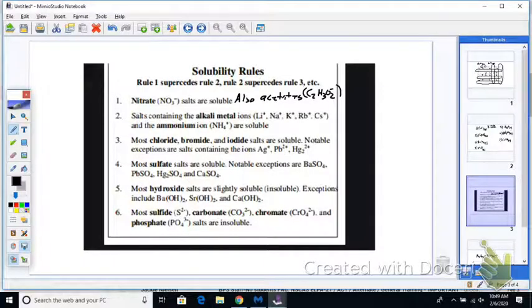Did you guys get one when we gave that out? So that's acetates? Yep. You guys need one, so come up and get one. So, acetates.